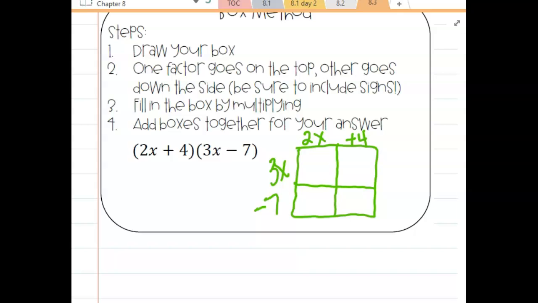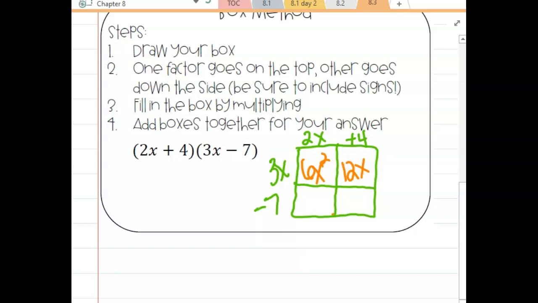Okay, now you're going to fill in the boxes by multiplying. To fill in this box, you are going to multiply 3x times 2x. So 3x times 2x is 6x squared. 3 times 2 is 6, x times x is x squared. To fill in this box, you are going to multiply 3x by 4. So you see where you're getting those numbers from? So 3x times 4 would be 12x.